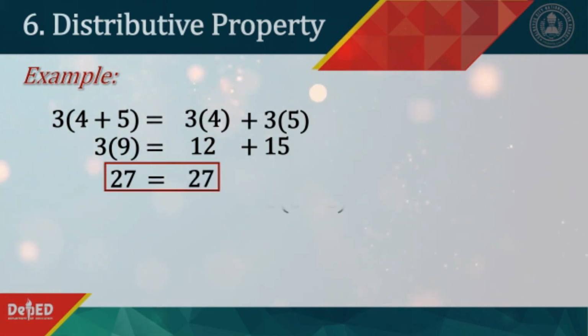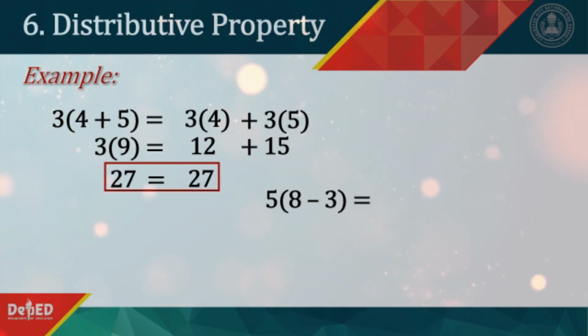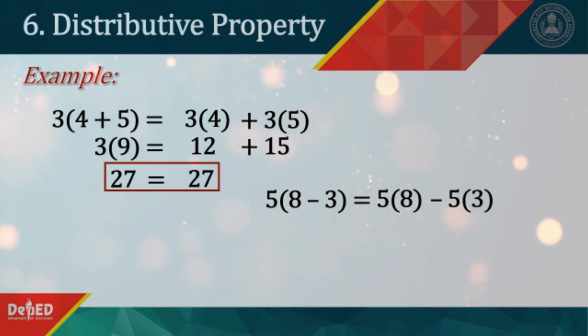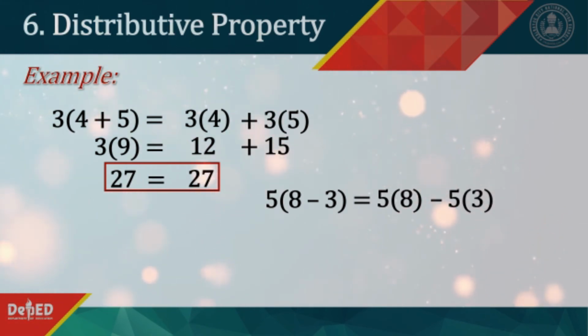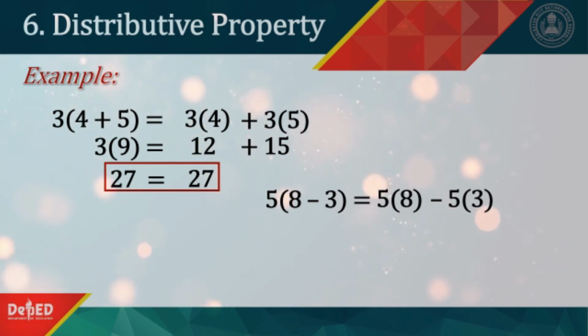Another example is 5 times the quantity of 8 minus 3. So if we're going to use distributive property in this, we have to distribute 5. Therefore, we come up with 5 times 8 minus 5 times 3. And this equation actually is true because both sides of the equation are equal.